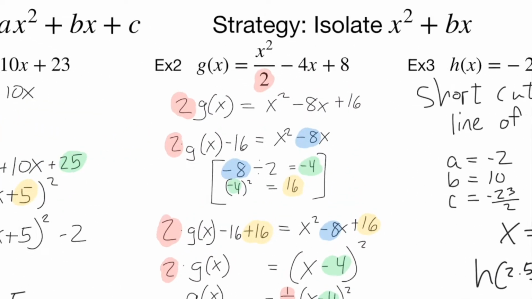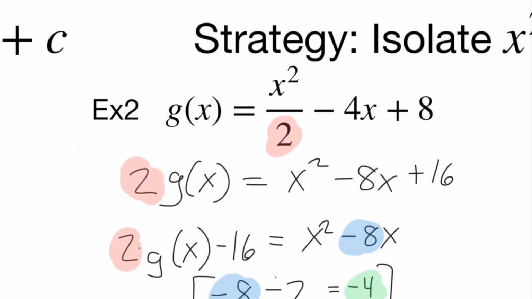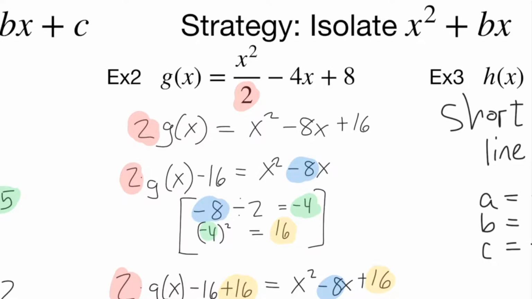Let's do this again, with a further complicating factor that we've got an a value of 1/2 at this point right here. So the strategy is going to stay the same. We have to isolate x squared plus bx. So I'm going to multiply all the terms on both sides by 2. That'll give me 2. See, the 2 goes from here to here.